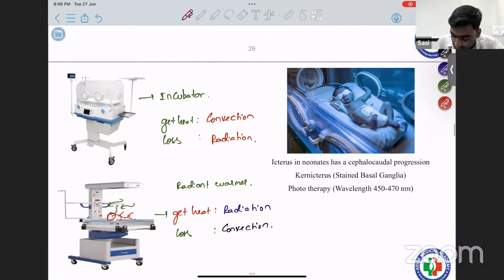And this is how phototherapy looks. We know this phototherapy uses a wavelength between 450 to 470 nanometers. And what is the mechanism of this phototherapy which we are using?